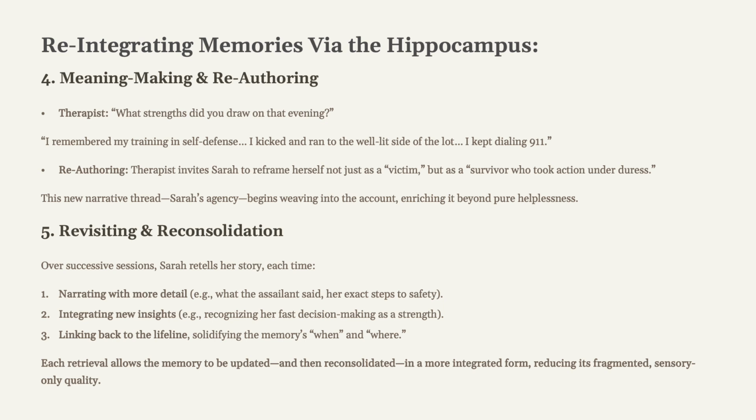Step 4. Okay, step 4. This is when you've had several sessions of this processing. I can't tell you how many sessions are needed. Everyone is different. But once you gain enough information and enough data, you can move to step 4. This is where the meaning making and reauthoring happens. And you'll do this slowly.